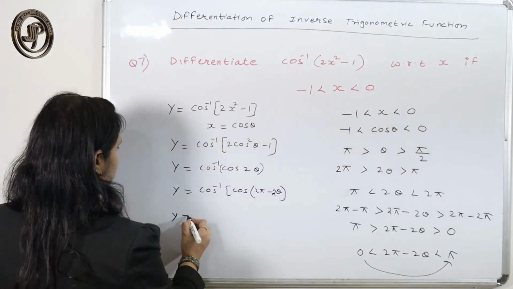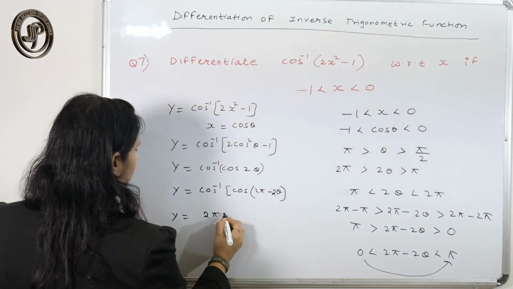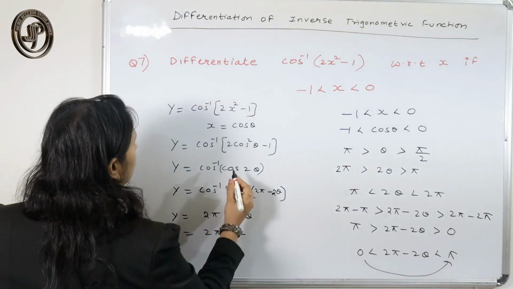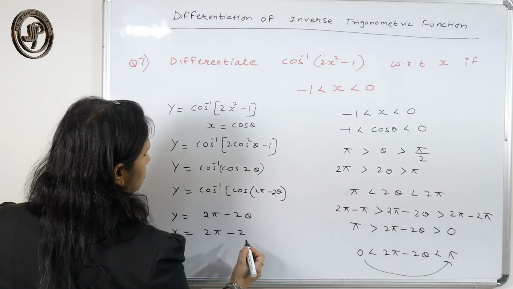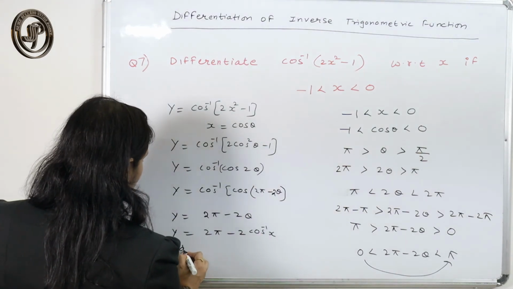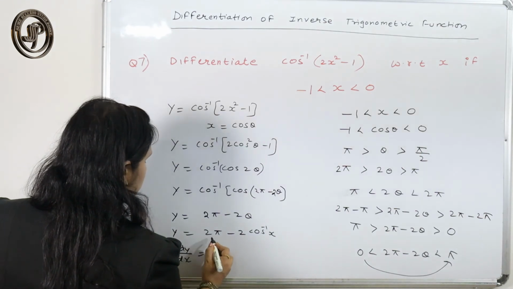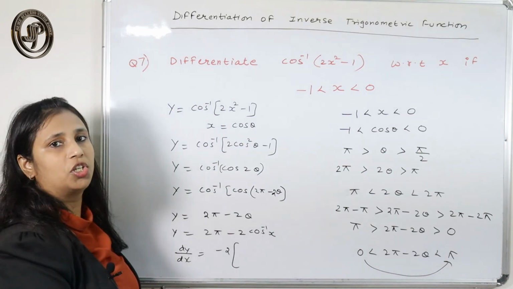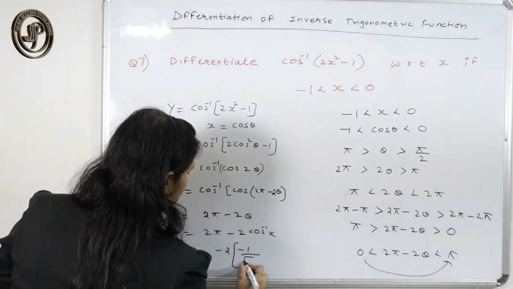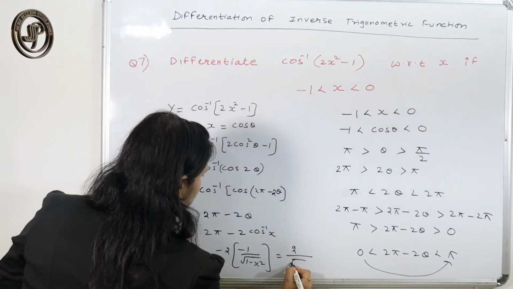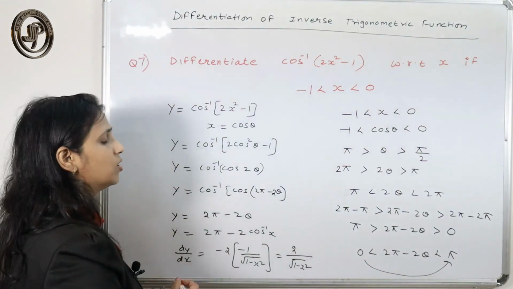So we can write this as 2 pi minus 2 theta. Now, theta is cos inverse x. So dy by dx will be, this will become 0, this is minus 2, and we just write the differentiation of cos inverse, that is 1 minus x square. So that is 2 upon under root 1 minus x square. So that is the answer.